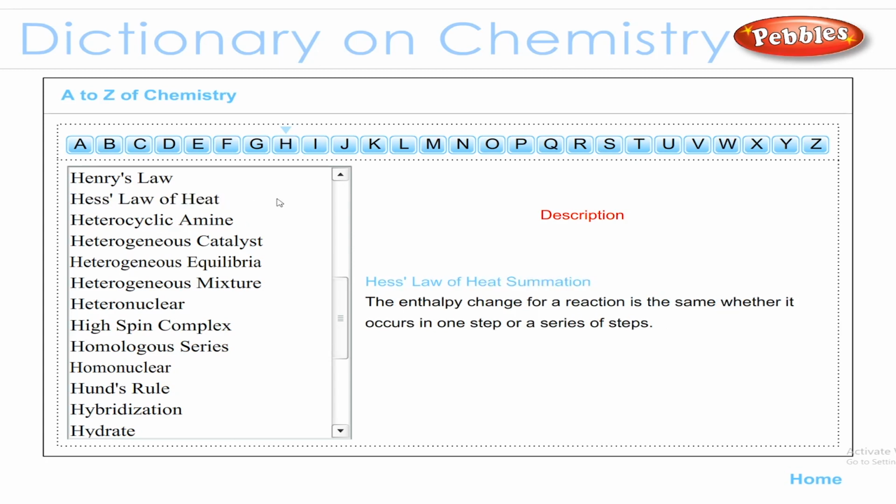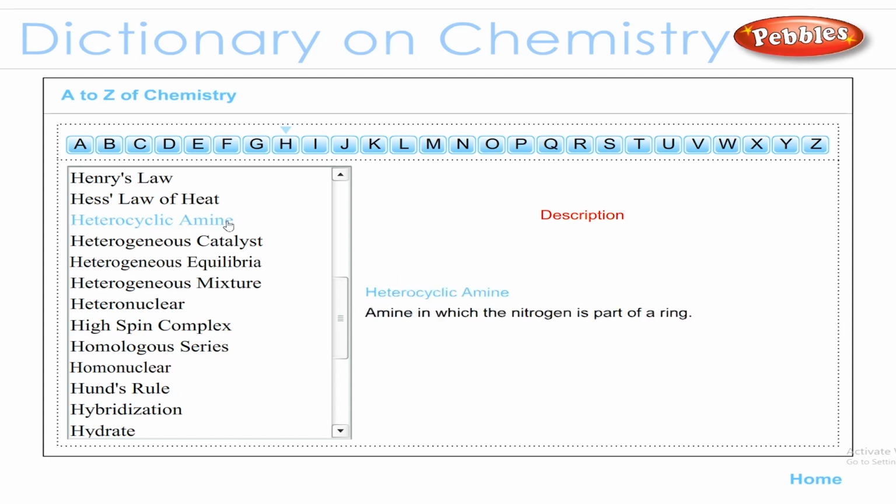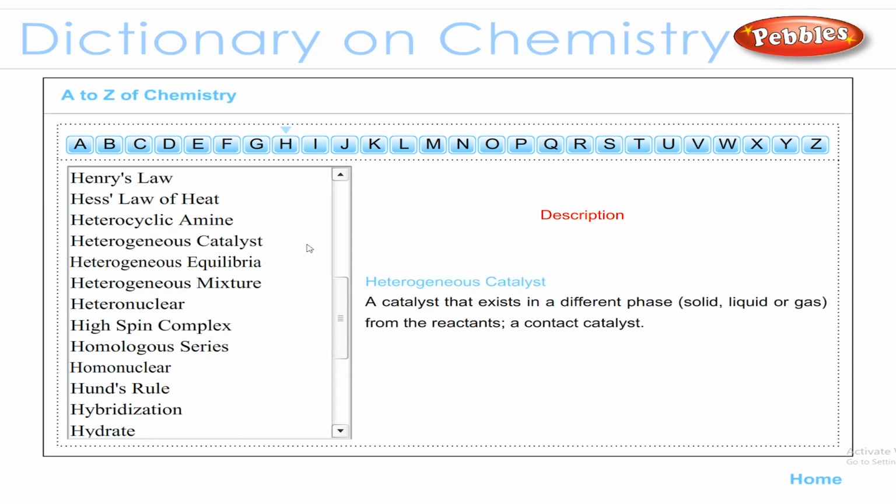Hess's law of heat summation. The enthalpy change for a reaction is the same whether it occurs in one step or a series of steps. Heterocyclic amine. Amine in which the nitrogen is part of a ring. Heterogeneous catalyst. A catalyst that exists in a different phase, that is, solid, liquid or gas, from the reactants.